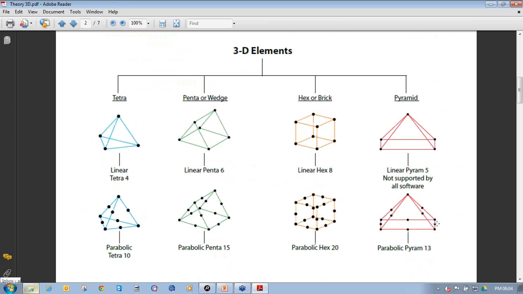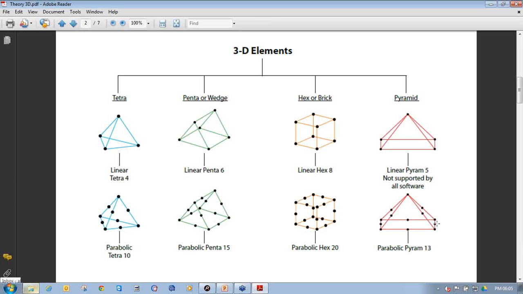So we have different types of 3D elements, starting with the tetra element. For tetra elements we have two different classes, that is linear tetra and parabolic tetra. Linear tetra has 4 nodes, so it generates an interpolation function using those 4 nodes. But the parabolic tetra element has 10 nodes, so it generates an interpolation function using those 10 nodes. Similar is the case for the penta element. We have a 6-noded penta element, also known as linear penta, or a parabolic penta element which has 15 nodes.